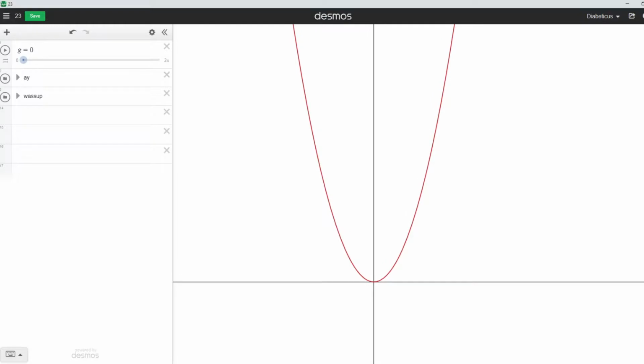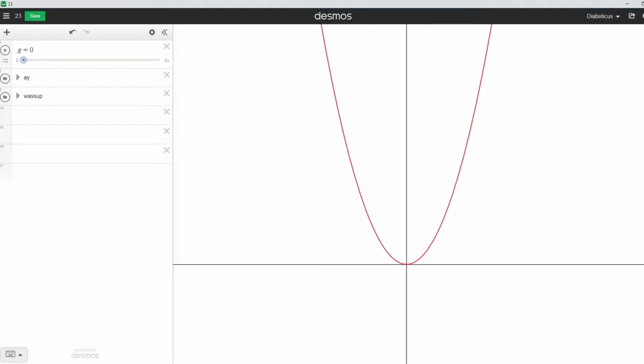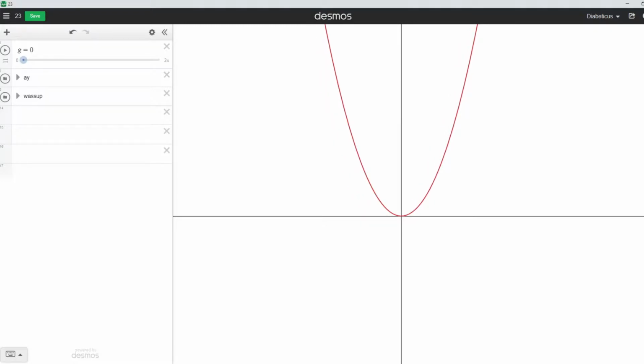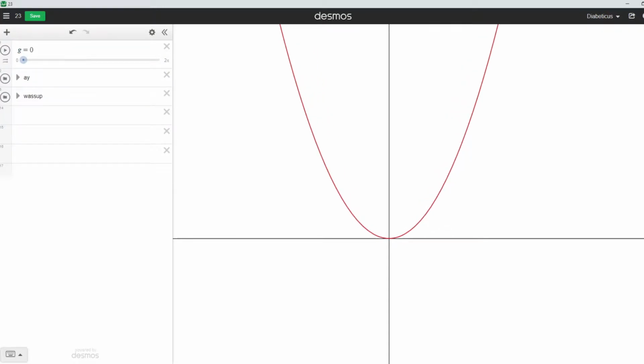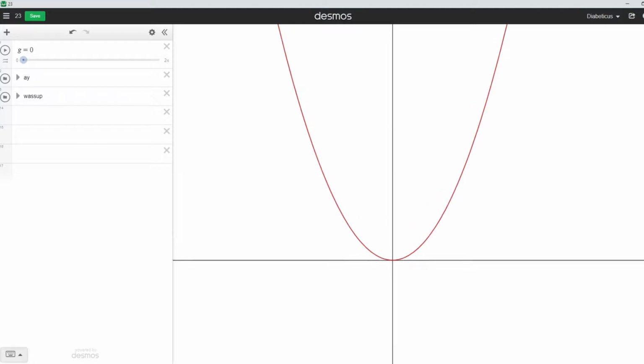So, as you can see right now, we have this parabola in your regular Cartesian coordinate, and on the left we have this g equals 0 here, which is a slider, and in the next part I will refer to g as theta, because what g does is rotate this parabola counterclockwise with respect to the origin. And hey, what if we do that now?